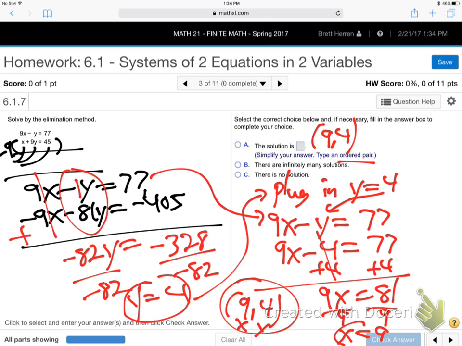Now, that was by hand. Let's do it by calculator if you're ready for that. So any questions on the by hand? And I don't care. You can do it any way you want on the test, by hand or by calculator.